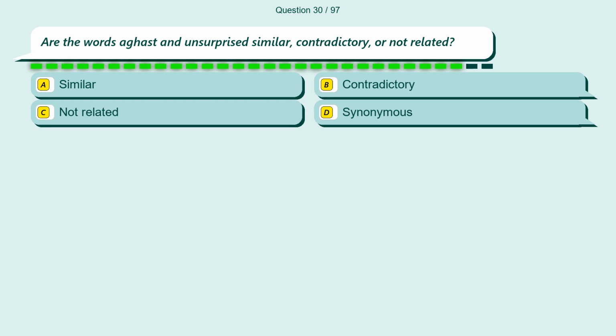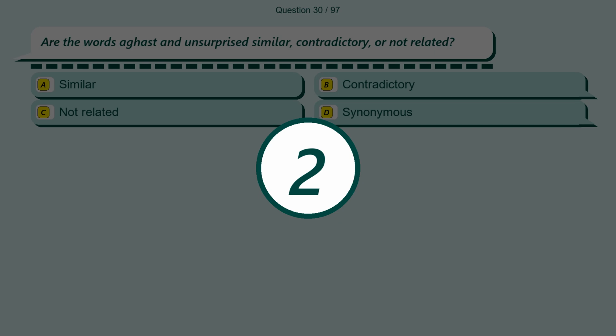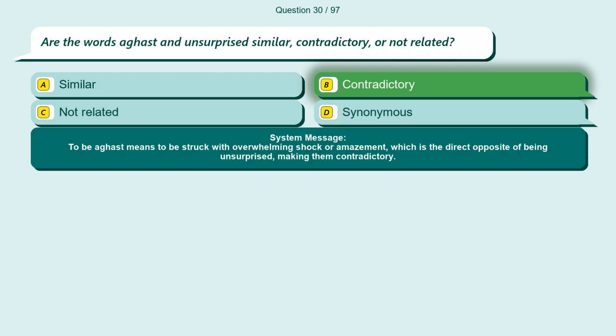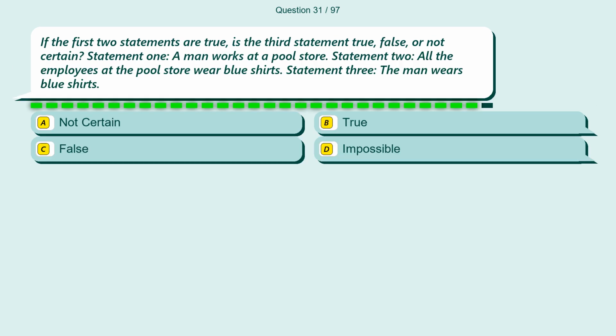Question 30. Are the words aghast and unsurprised similar, contradictory, or not related? Option A, similar. Option B, contradictory. Option C, not related. Option D, synonymous. The correct answer is option B, contradictory. To be aghast means to be struck with overwhelming shock or amazement, which is the direct opposite of being unsurprised, making them contradictory.